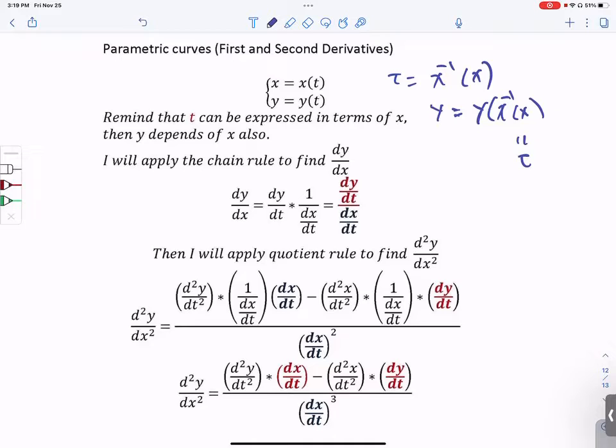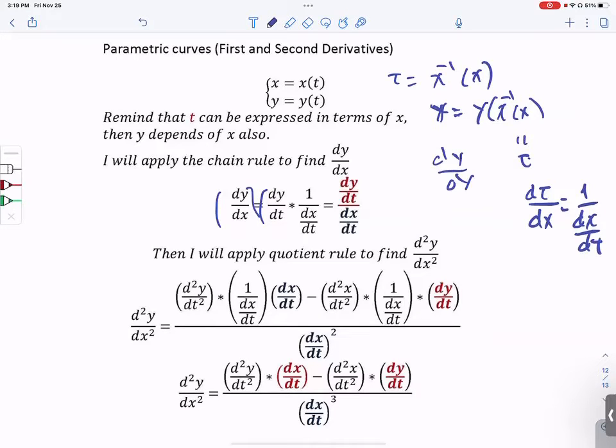Now we're going to apply the chain rule to find dy/dx. Now the dy/dx is here. It is the derivative of the outside function, which is the derivative of y with respect to t, times the derivative of t with respect to x. But this derivative is the reciprocal of the derivative of the original function, which is 1 over the derivative of x with respect to t, and that's what I have here. And the final answer is going to be this.